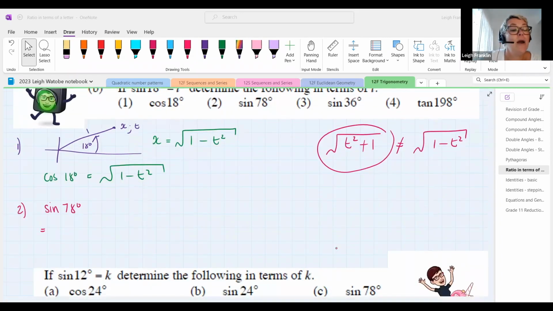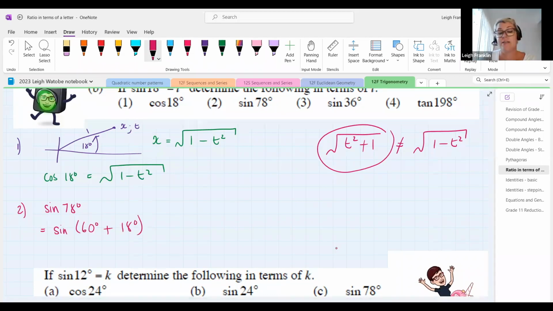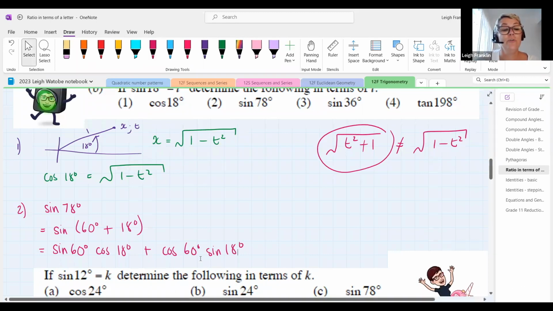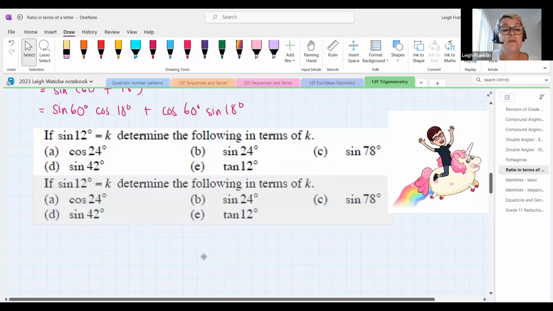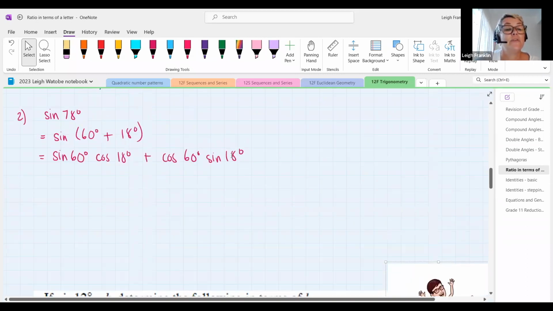Okay, so a lot of you have written that this would be equal to 60 plus 18. Well done, Matrix. That's excellent. So you recognized that it was a compound angle. So you would have expanded this and said sine 60 cos 18, sine keeps its sign, cos 60 sine 18, like so. Let's just move this out the way, and then we've got space to write.